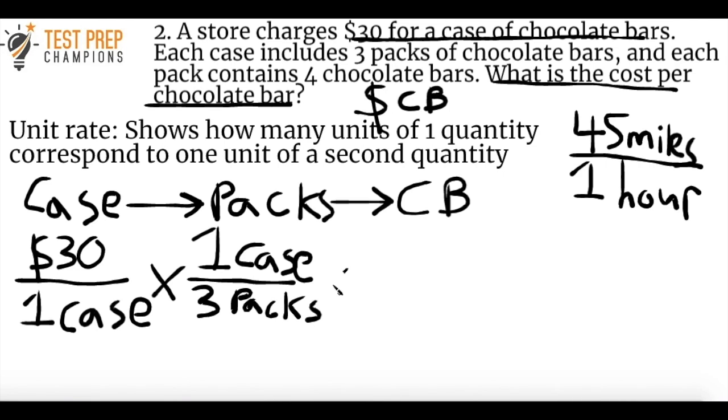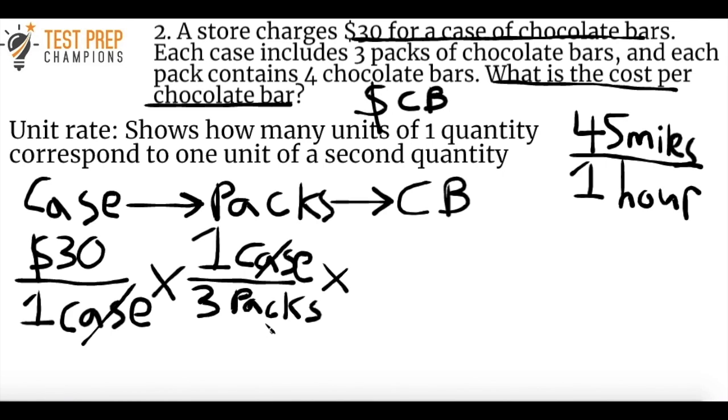And then what is our next step here? Well, if we do this, we've got the cost per case. So we do 30 divided by 3. Okay, what's going to happen here? Well, the units are going to cancel out. So we've got case divided by case. That's going to give us dollars over packs. That would give us the cost per one pack here.